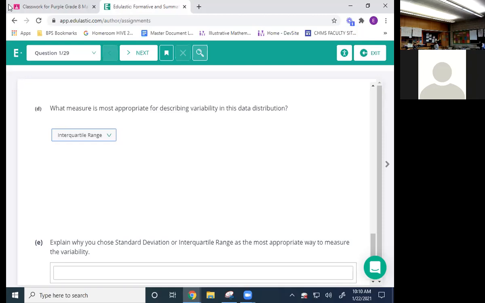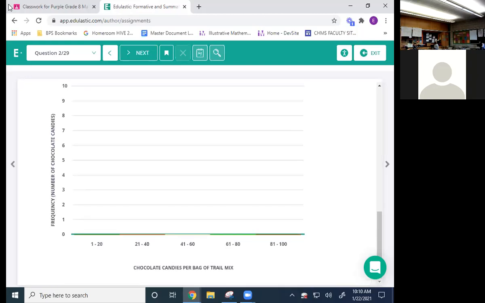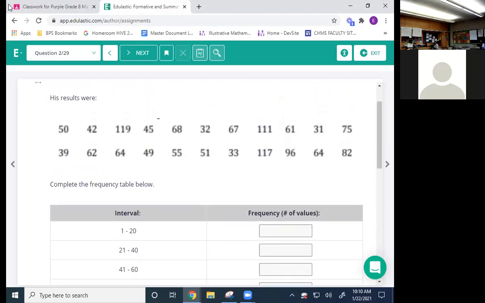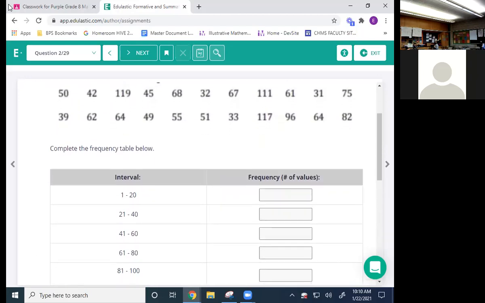Good. Let's take a look at number 2. Okay. Number 2, you had to create a histogram. So this tool was a little bit tricky. What you had to do here was look at this data and sort it into 5 categories, right? I know that this bottom one only went up to 100 and we had some values that were above 100. So we're going to throw all those values that are above 100 in that final category.